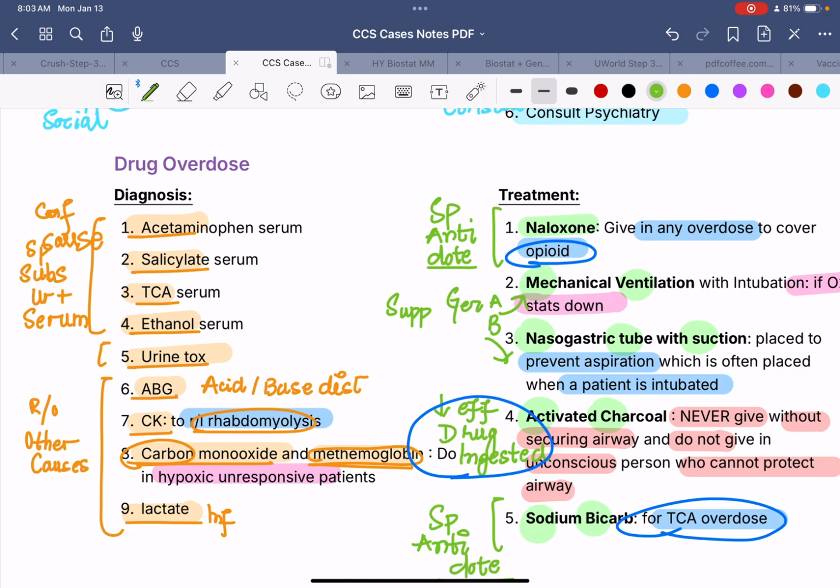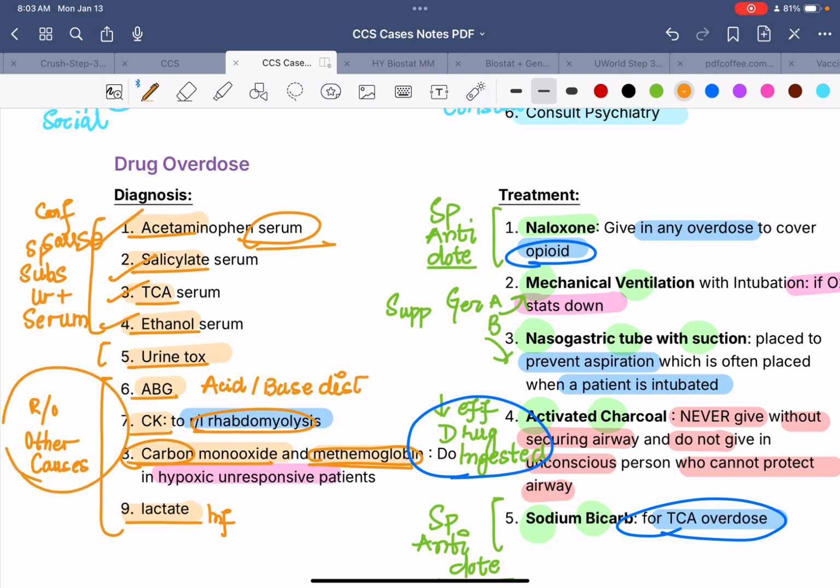So one is that you just order general blood and urine toxicology in order to confirm that it is a drug overdose. And there are some specific drugs which are relatively common that you can order for specific diagnosis in the serum that include acetaminophen, salicylate, TCA, and ethanol. So these are the specifics, and besides that you're going to order a blood and urine toxicology.